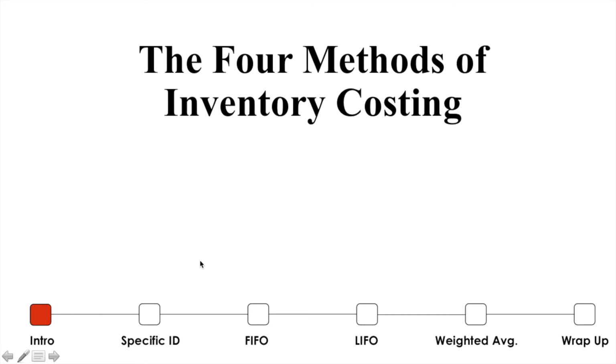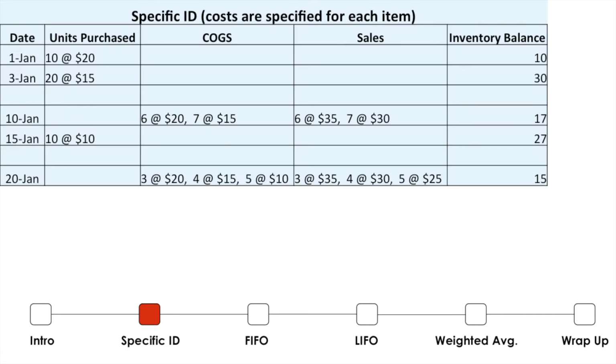We're going to be discussing the four methods: specific identification, first in, first out, or FIFO, last in, first out, or LIFO, and weighted average. We'll work an example of each, discuss some of the tax advantages, and conclude with a few pointers.